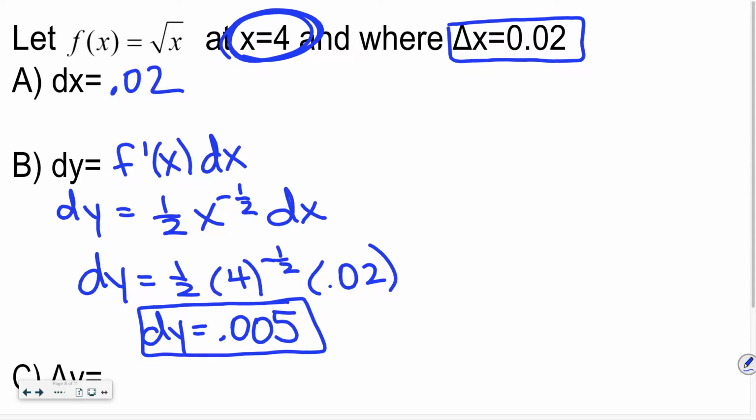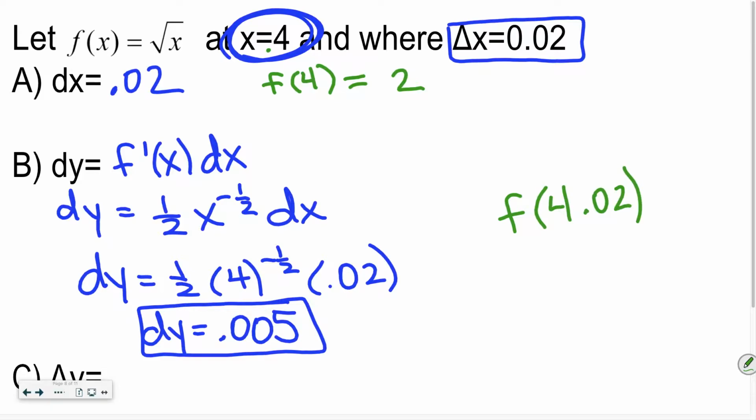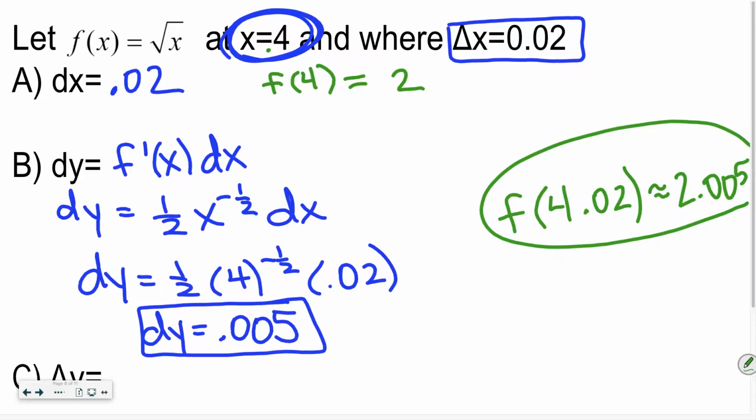Right. What did that just tell us? What did we find? 0.005. What does that represent? Change in y. Okay. So what's the y value of our original? 2. So f of 4 plus our change, so here's our x value with the change in x, is approximately our y value plus our change in y. Tangent line equation without actually having to write it.